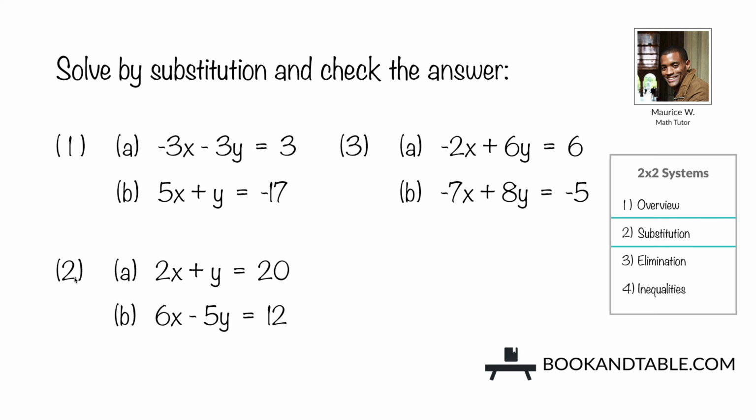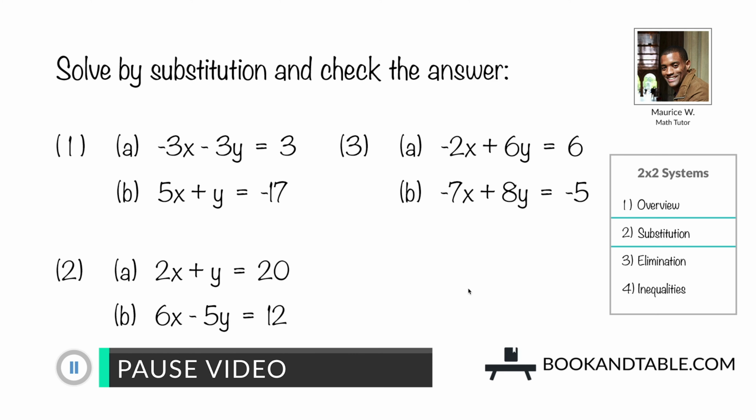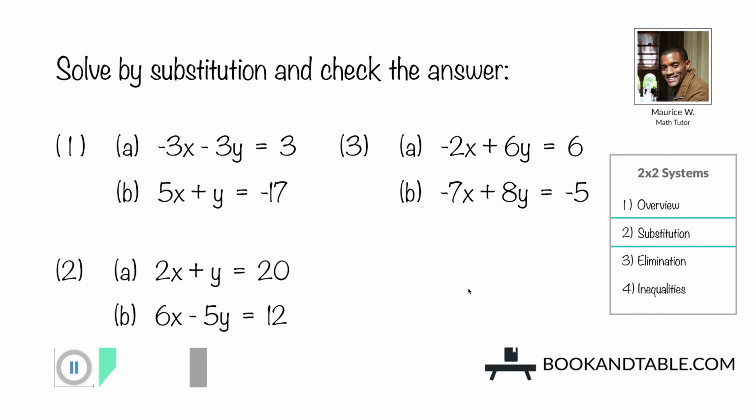Question number 2. Equation A, 2x plus y is equal to 20. Equation B, 6x minus 5y is equal to 12. Question number 3. Equation A, negative 2x plus 6y is equal to 6. And equation B, negative 7x plus 8y is equal to negative 5. Pause the video, answer these questions, and then press play when you are ready to begin.